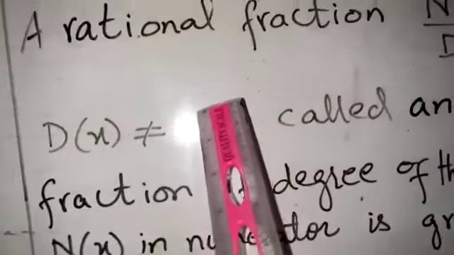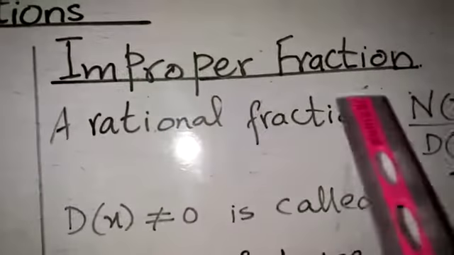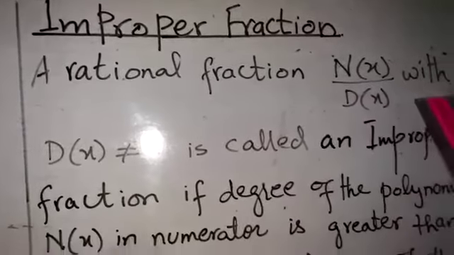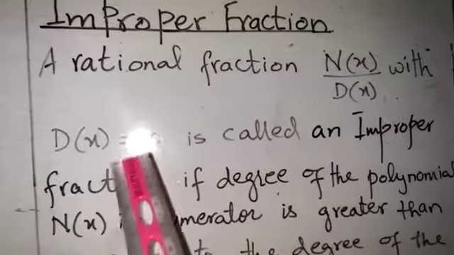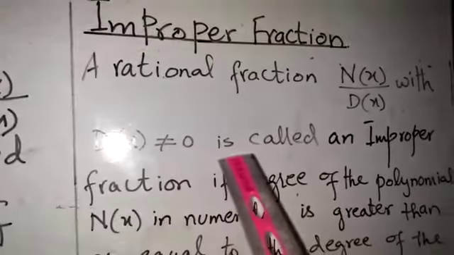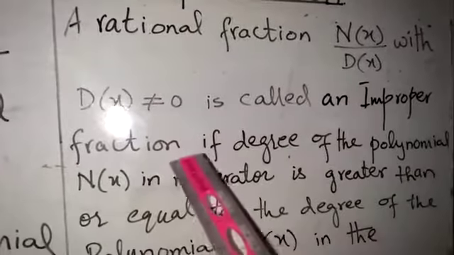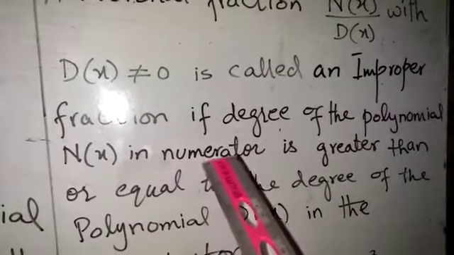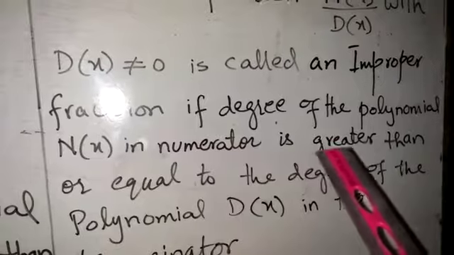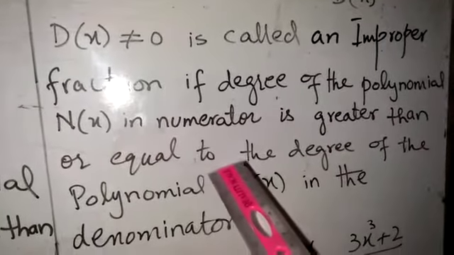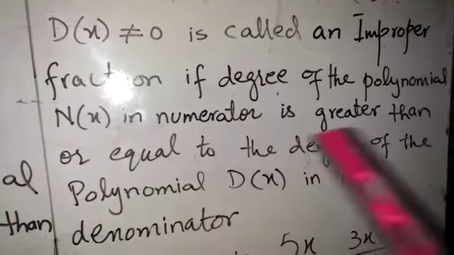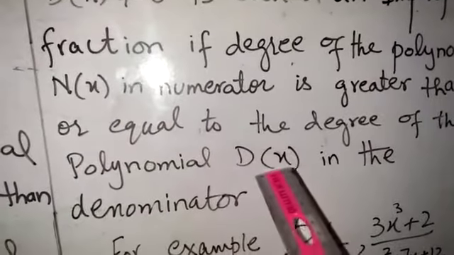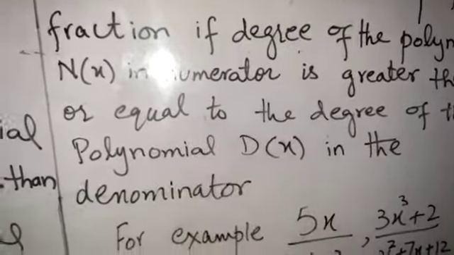Whereas an improper fraction: a rational fraction N(x) divided by D(x), with D(x) not equal to 0, is called an improper fraction if the degree of the polynomial N(x) in the numerator is greater than or equal to the degree of the polynomial D(x) in the denominator.